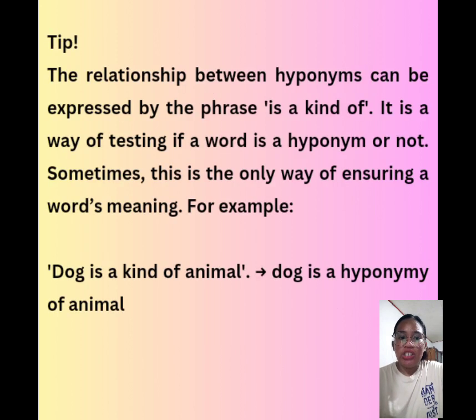Tip: the relationship between hyponyms can be expressed by the phrase "is a kind of." It is a way of testing if a word is a hyponym or not. Sometimes this is the only way of ensuring a word's meaning. For example, dog is a kind of animal. Dog is the hyponym of animal.